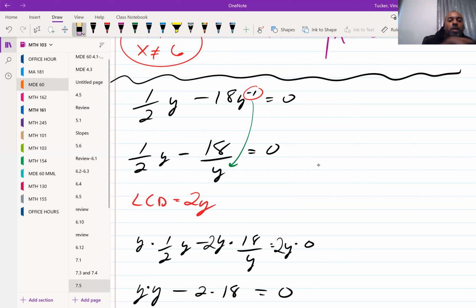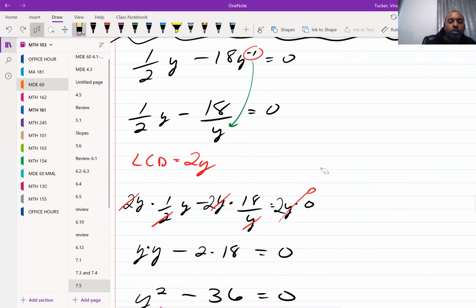All right, so cancel out what's in common. So we know 2y times 0 is just 0. Y's cancel out there, and the 2's cancel out in the first one. That leaves you with just y and y, 2 times 18, and then 0 on the right.